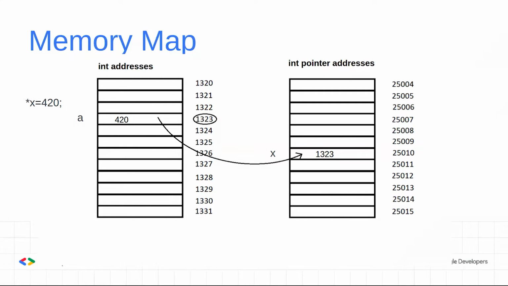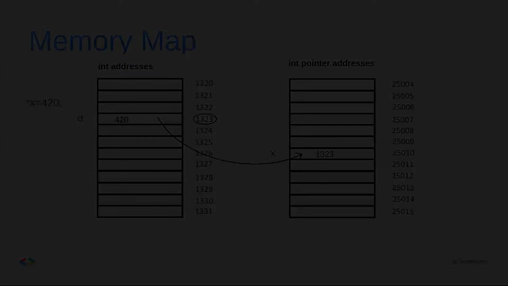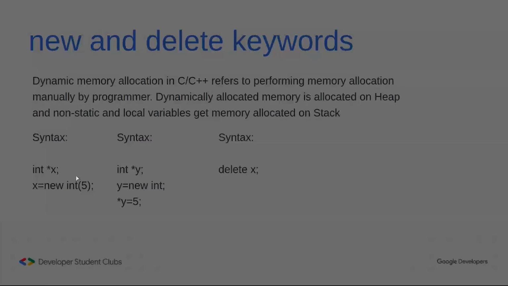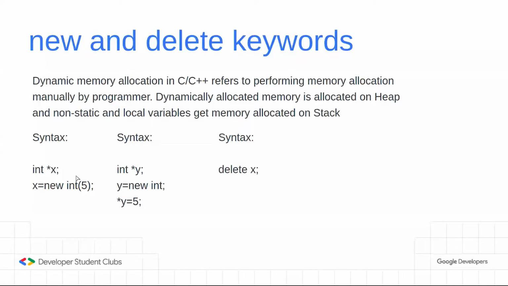What I explained: we had a is equal to 10 stored in the memory, and x is equal to ampersand a. And when I say star x is equal to 420, the number 420 gets manipulated in the location that has been assigned to a. This is exactly what I explained in the program. Before I go to new and delete keywords, I have to explain one small program.